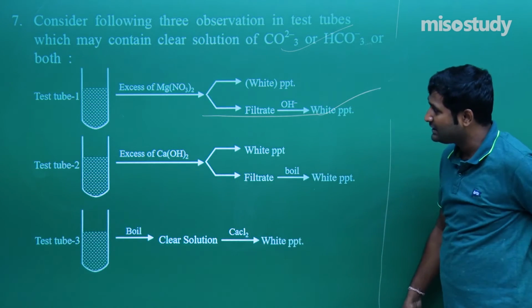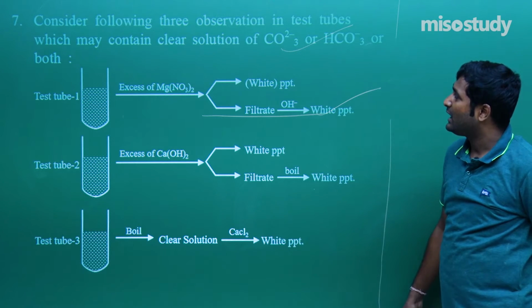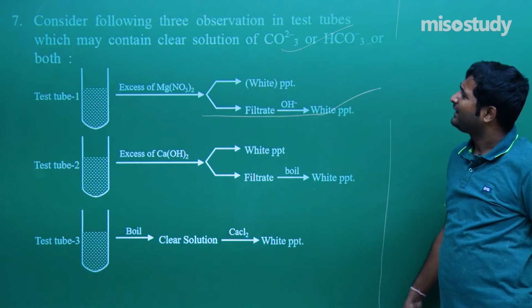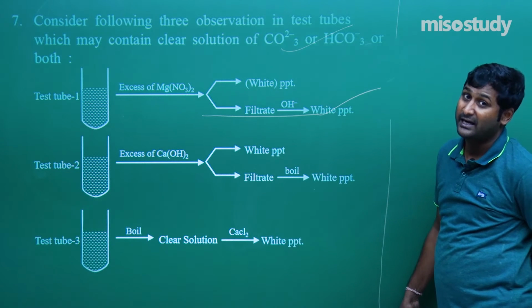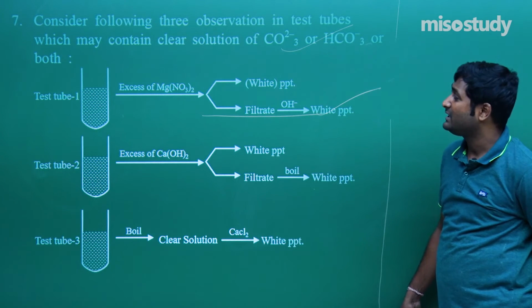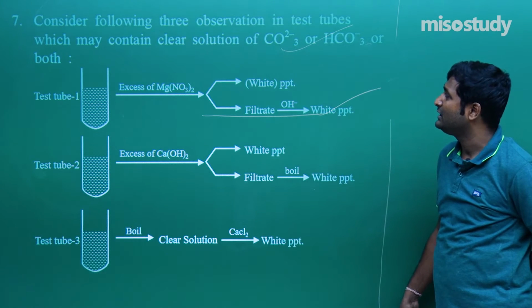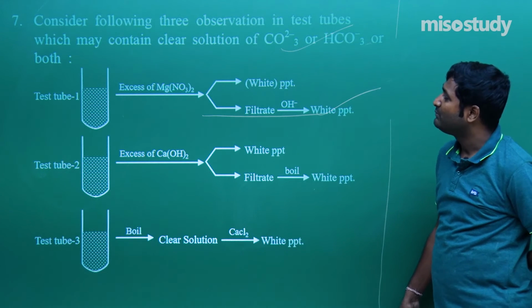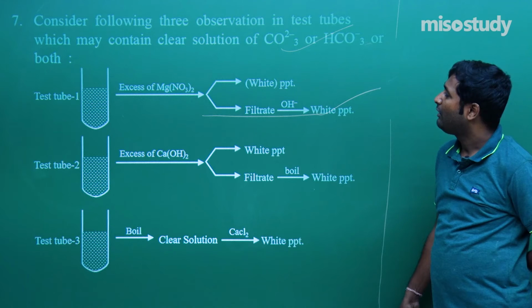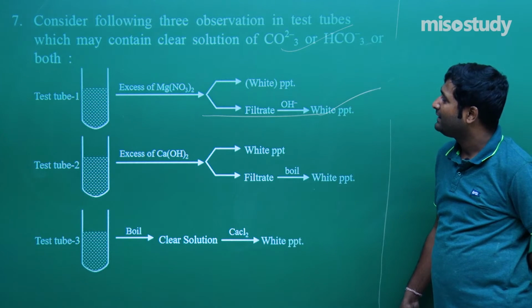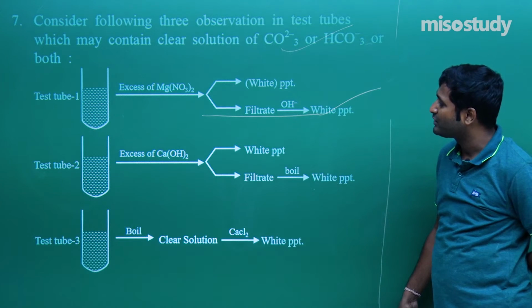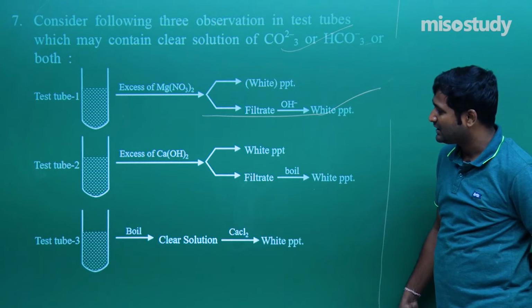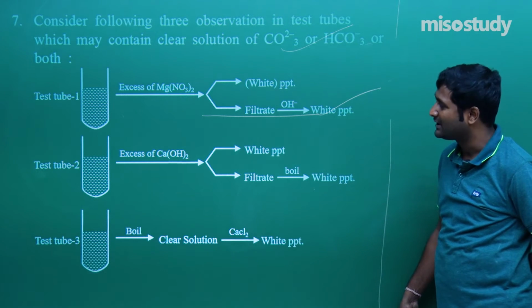Treatment with Mg(NO3)2. If I take any carbonate, then what will happen? Replacement takes place, and a white precipitate, that is MgCO3, forms, and the reaction proceeds again. But in case of Ca(OH)2, no such reaction takes place. On boiling, no such reaction takes place.